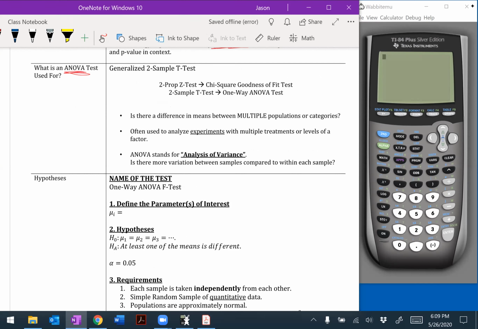ANOVA is called analysis of variance. AN, analysis, O, of, VA, variance, which is like standard deviation. It's analysis of standard deviations, and we do this when we deal with means. Variance is just the square of the standard deviation.